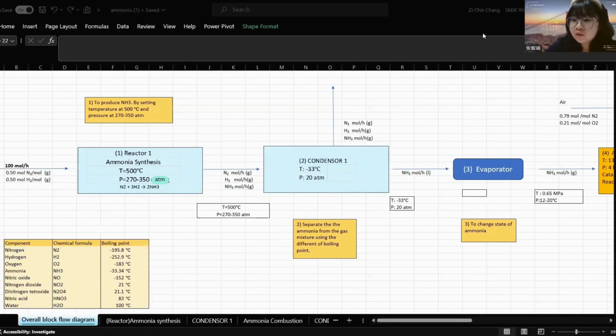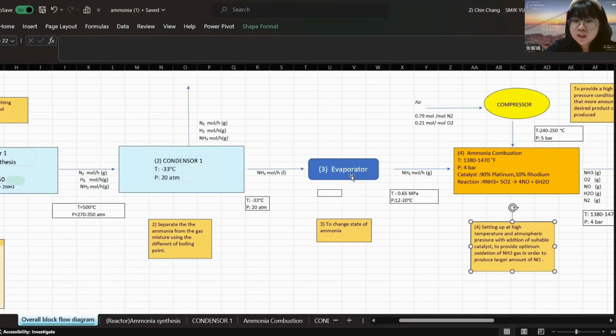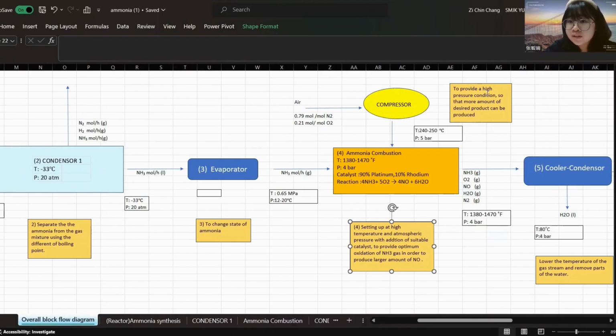Next, I will explain the intent of each unit involved in the block flow diagram. Firstly, in ammonia synthesis, reactor 1 functions to produce ammonia gas, by setting the temperature at 500 degrees Celsius and pressure at 270 to 350 atmospheres. Condenser 1 is to separate the ammonia from the gas mixture using the difference in boiling point. The evaporator changes the state of ammonia. The compressor provides a high pressure condition so that more of the desired product can be produced.